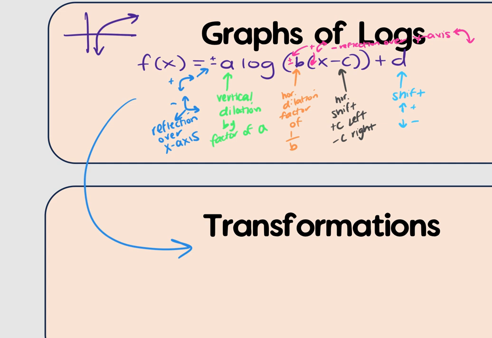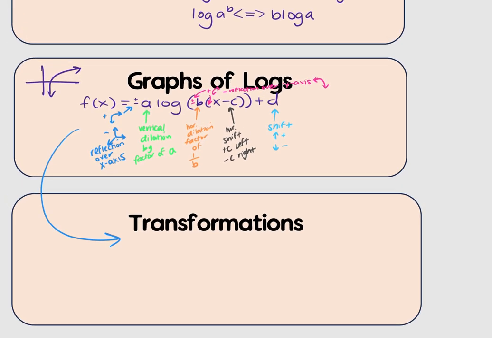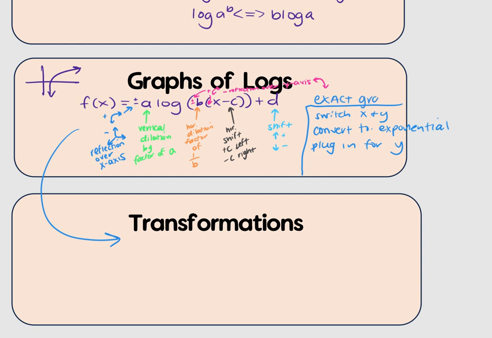So when you're graphing logs, typically you can use your transformations and just slide it around. But if you needed to find an exact graph, you would switch the x and the y. You would convert to exponential. And you would plug in for y. So exact graphs. If the transformations did not work, or you didn't know what they look like, or you questioned it, that's what you would do.